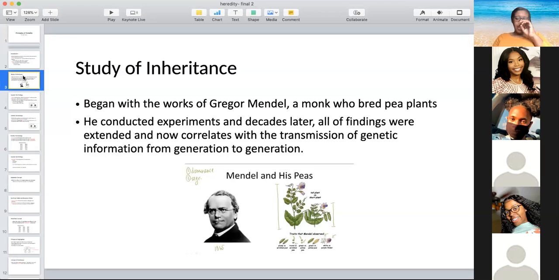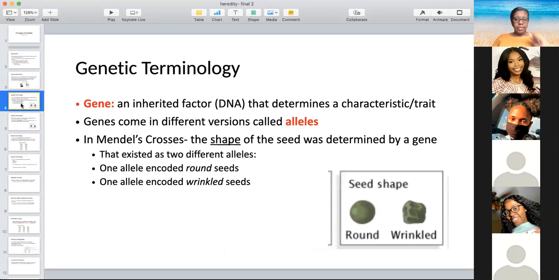Okay, so he conducted a series of experiments over a number of years, and we now hold his findings. We sometimes refer to them as Mendelian genetics. Those concepts are applicable to most breeding patterns. Okay, and so I like to start this conversation by defining some terms. The first term is gene. These are very important terminology in genetics, so go ahead and make sure you're taking notes right now.